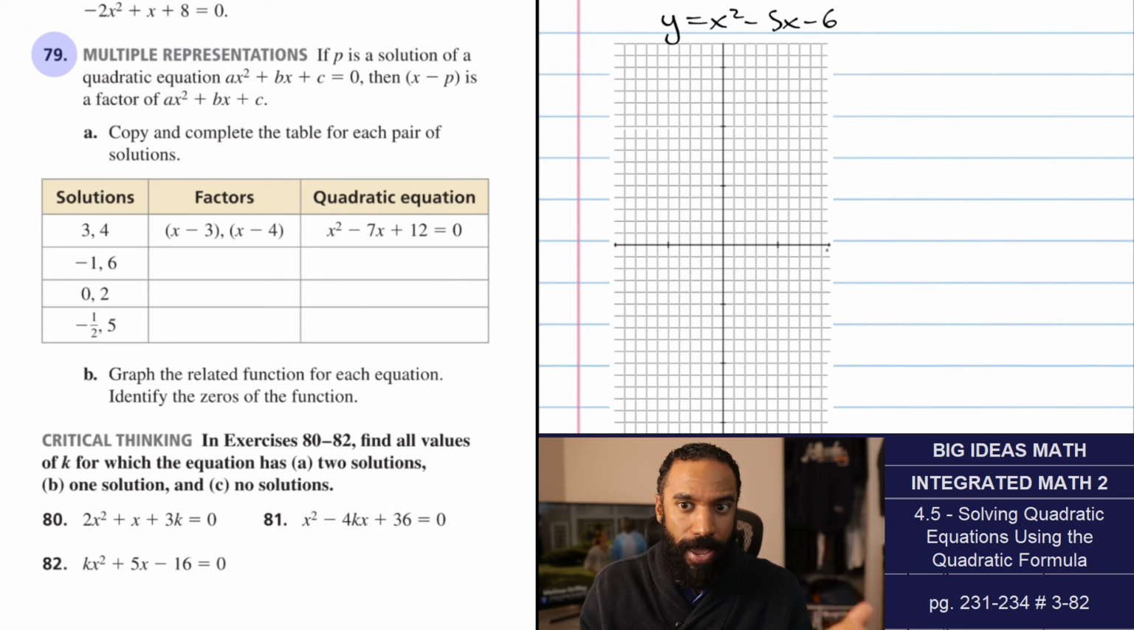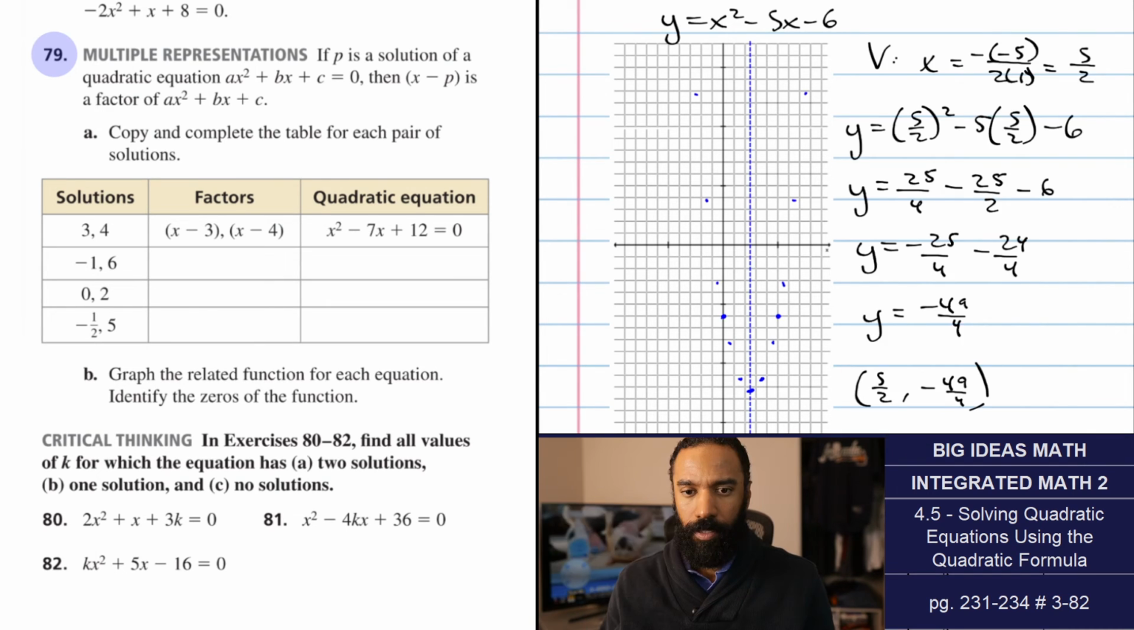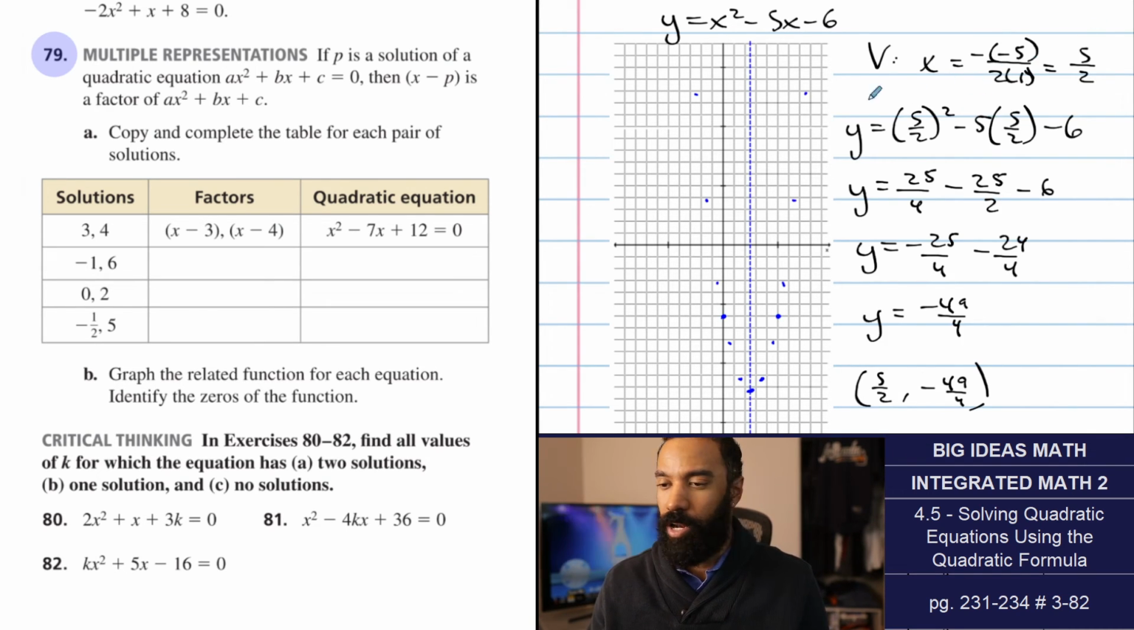Okay, now I'm going to graph y equals x squared minus 5x minus 6. Give me a moment to write out the vertex stuff. Okay, did a lot of the work for that one here. I'm about to connect the dots and make this happen.